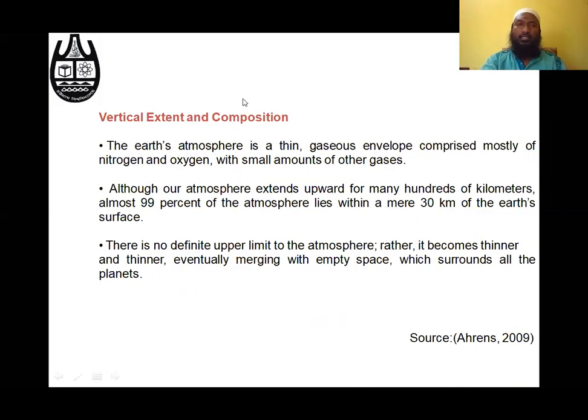Now the vertical extent and composition: how the earth atmosphere extends from top to down. Normally we expect that most of the gases remain in the lower atmosphere. That means about 99% of the atmospheric gaseous composition should be under 30 kilometers, near the earth surface.